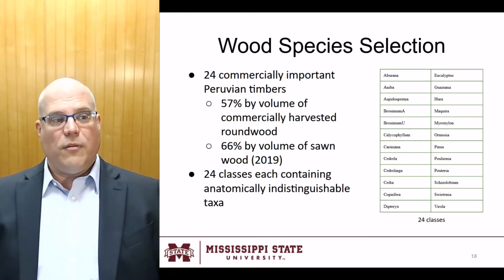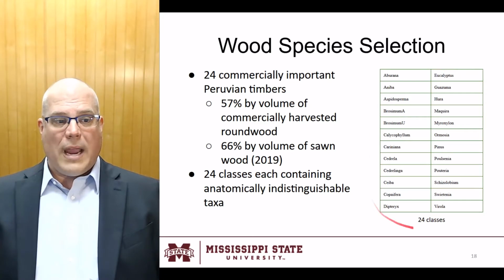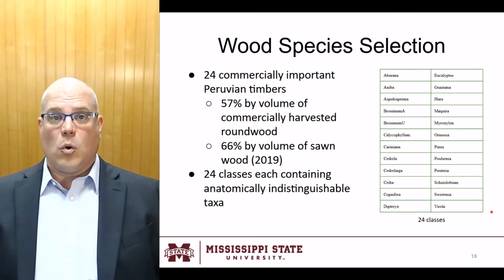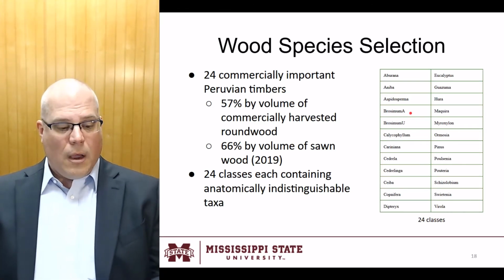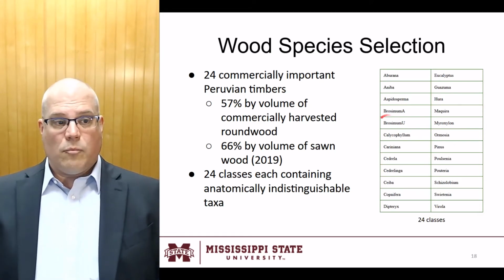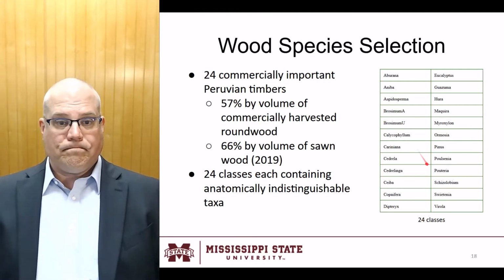We have 24 classes, each containing anatomically indistinguishable taxa. If you look at this table on the right, you can see that most of these classes correspond to a genus, except for these two here, Brosimum A and Brosimum U, which can be anatomically distinguished from each other. Those taxa in Brosimum A are indistinguishable from Brosimum allicastrum, and those in Brosimum U are indistinguishable from Brosimum utile.